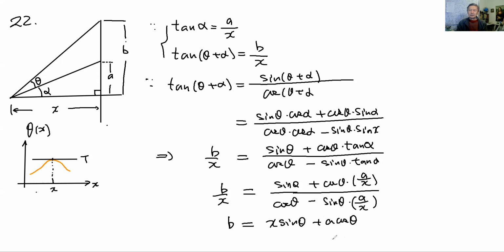Let's simplify this part first. Multiply by x here and x here, and the x will cancel, so we get x sine theta plus a cosine theta. Multiplying by x on the other side gives another x: x cosine theta minus a sine theta equal to this. Anyway, that is how we eventually solve that.